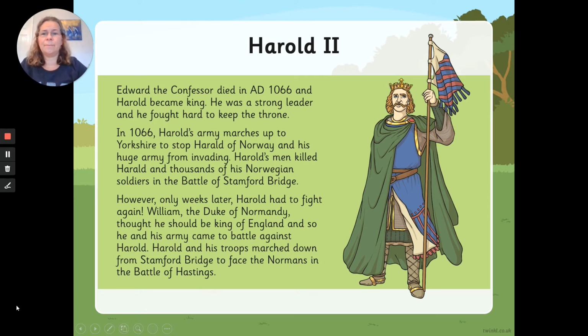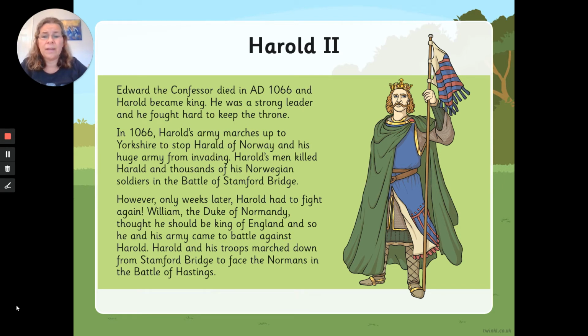Harold II. Edward the Confessor died in AD 1066, and Harold became king. He was a strong leader, and he fought hard to keep the throne. In 1066, Harold's army marched up to Yorkshire to stop Harald of Norway and his huge army from invading. Harold's men killed Harald and thousands of his Norwegian soldiers in the Battle of Stamford Bridge. However, only weeks later, Harold had to fight again.